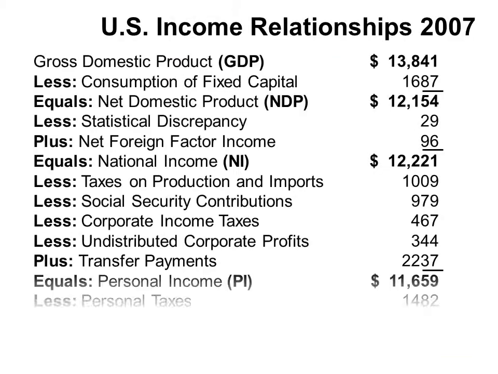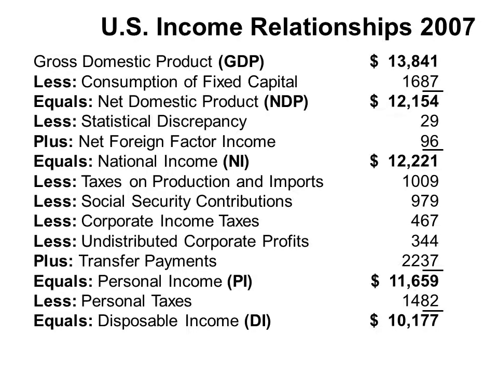Here are the actual numbers from 2007. In 2007, the United States produced $13.8 trillion worth of GDP, right? To be exact, $13,841 billion worth of goods and services. Consumption of fixed capital, or depreciation: in other words, if we measure how much machines were used up, were worn out to produce that economic activity, that was 1,687. So if we take 13,841 minus 1,687, that gives us a net domestic product of 12,154 billion, meaning the United States was able to produce and consume 12,154 billion without impairing our ability to produce in the future.